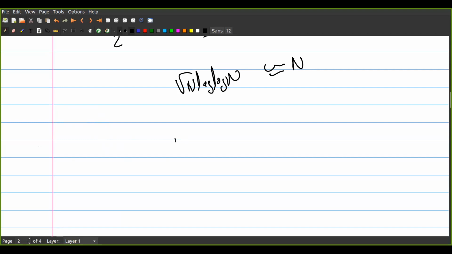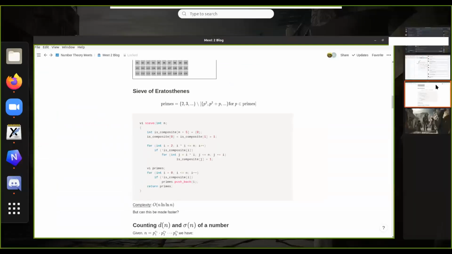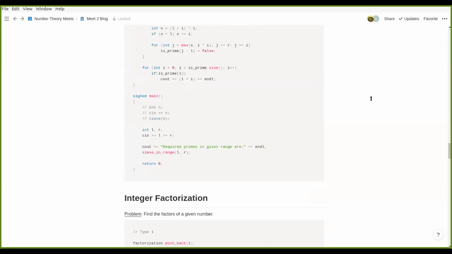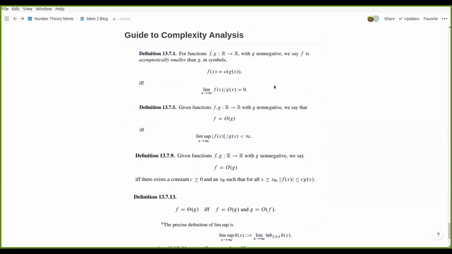No, what is small o? Big O I know, but what is small o of n? Wait, one second, I'll screenshot. I kind of thought that this doubt would come. I guess you were seeing my Notion blog.